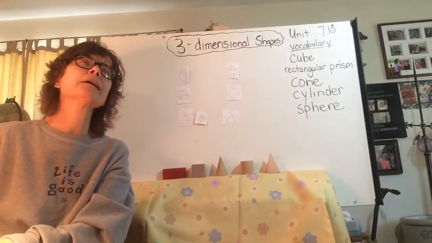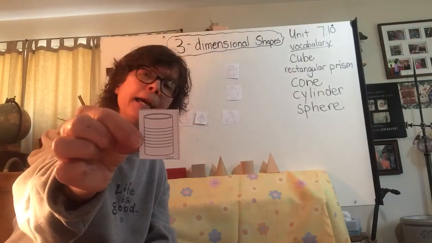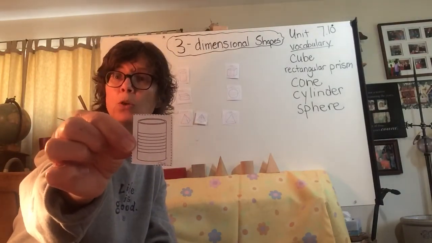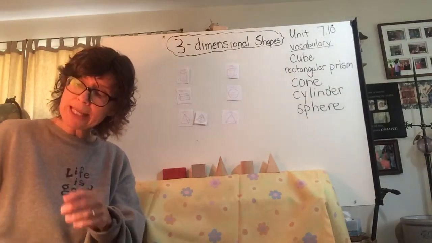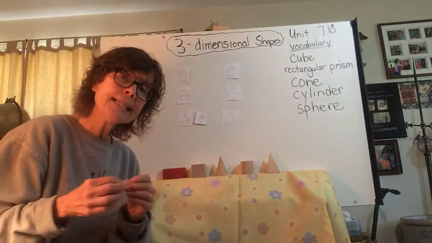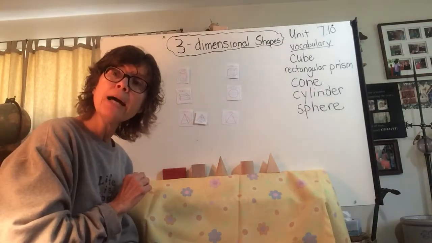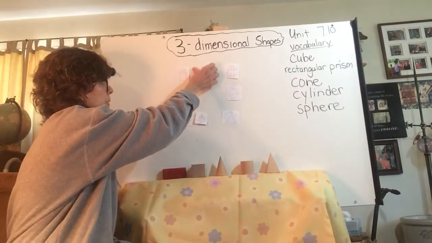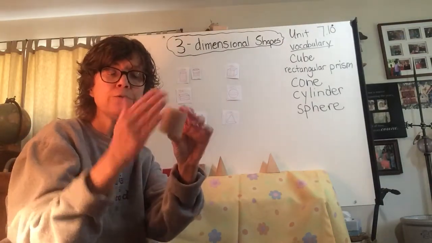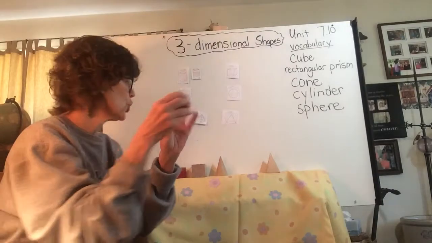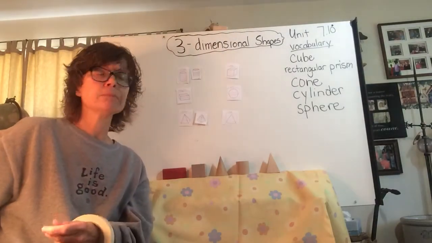Let's see another one. Oh, looks like a can from something. There's no label, so I don't know where from. So let's see. A can is, do you remember what a can is called? Give you a hint. A can is in the shape of a cylinder. And there it is. And here's our cylinder. It's got two faces, the top and bottom, and then the rest have curves. So that's our cylinder.